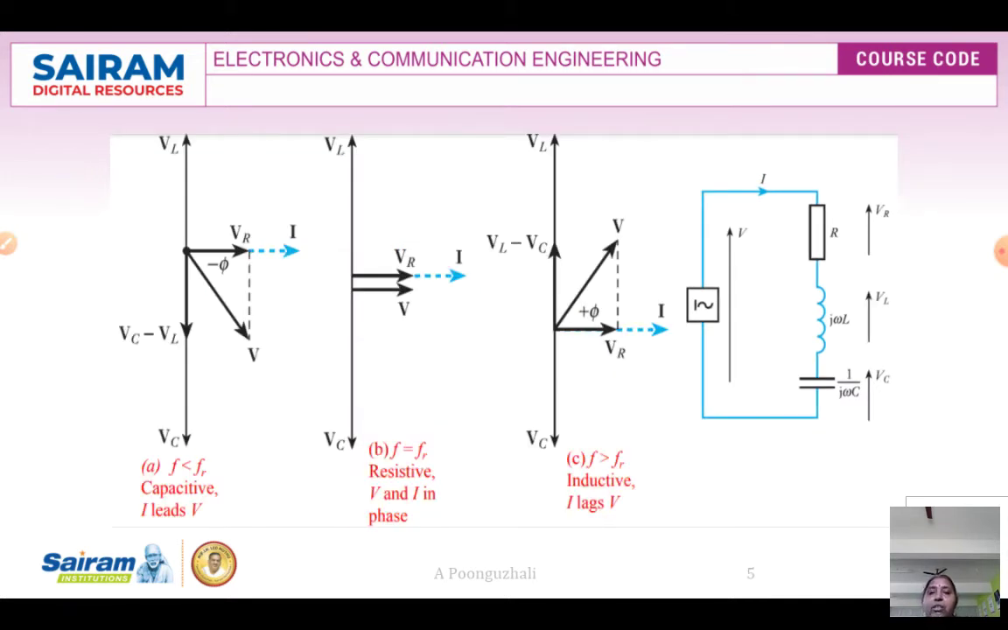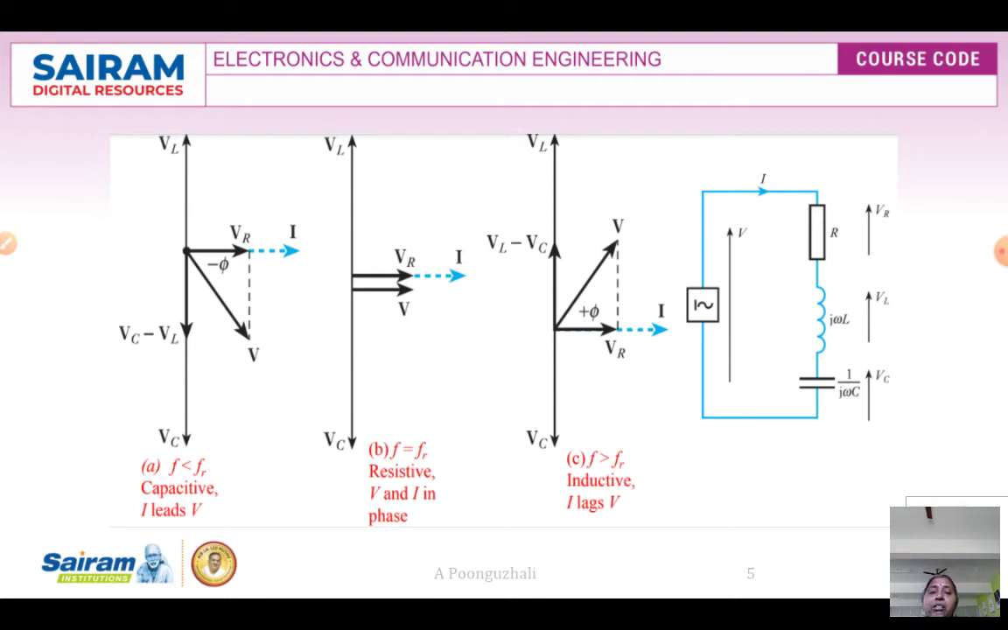Now we are going to see what the voltage is with respect to the current. When the frequency is less than the resonant frequency, it behaves as a capacitive circuit. That means I leads the voltage by 90 degrees. So we write that I leads the voltage Vc by 90 degrees. So it is Vc minus VL because it behaves as a capacitive circuit. If I complete the parallelogram, I get the resultant vector making an angle of minus phi, that is in the negative direction.